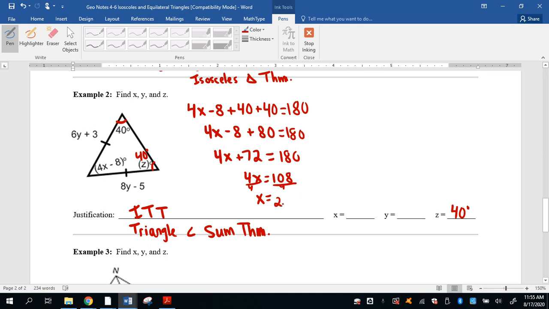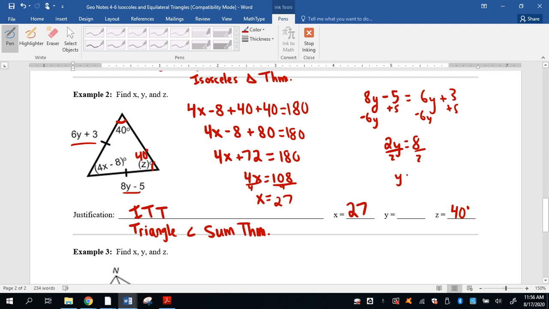We get 27. So x is 27, and then lastly, we want to find y. Well, this is an isosceles triangle, so these two sides are the same in length. So 8y minus 5 equals 6y plus 3. Solve for y. Let's subtract 6y from both sides. Add 5. So we have 2y equals 8. Divide both sides by 2, so you get y is 4.